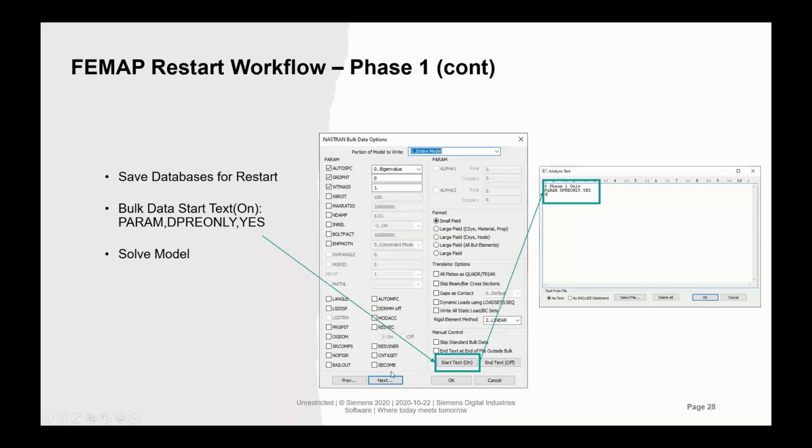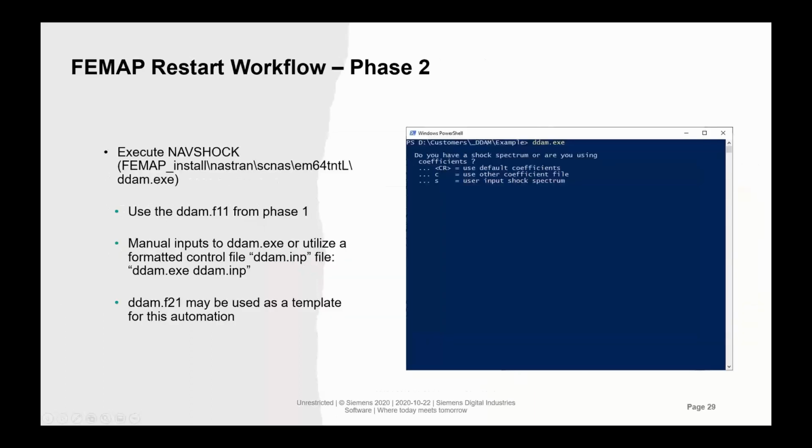Femap does not support this at this point, but we'll go down here on the NASTRAN bulk options, hit start text on, and basically enter this one line, which is PARAM,DPRE ONLY,YES, and that tells the DMAP to basically stop after phase 1. The next step, if you wanted to take your loads offline and run them in a secure room, is you would pop your DDAM F11 file to a thumb drive and take it in that room. I don't know what security protocol is, but that's how I would do it.